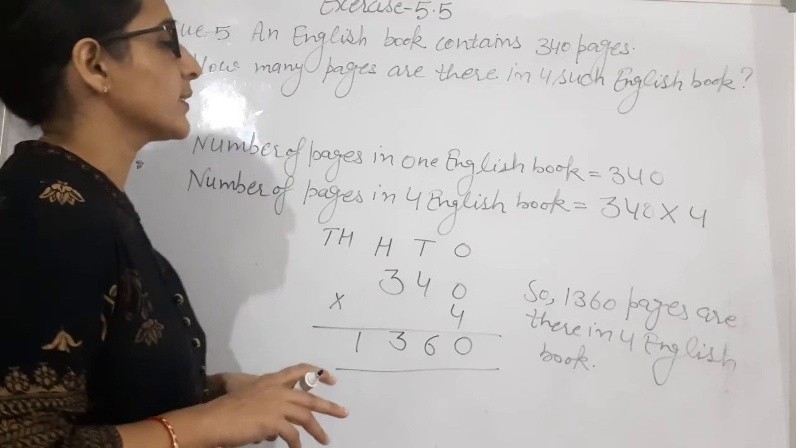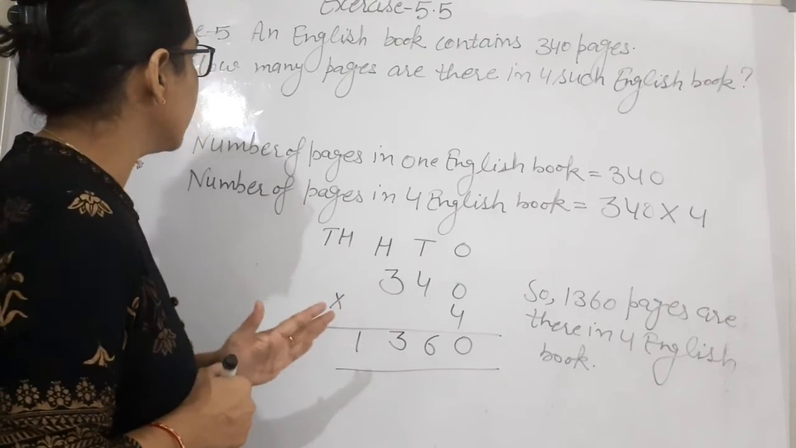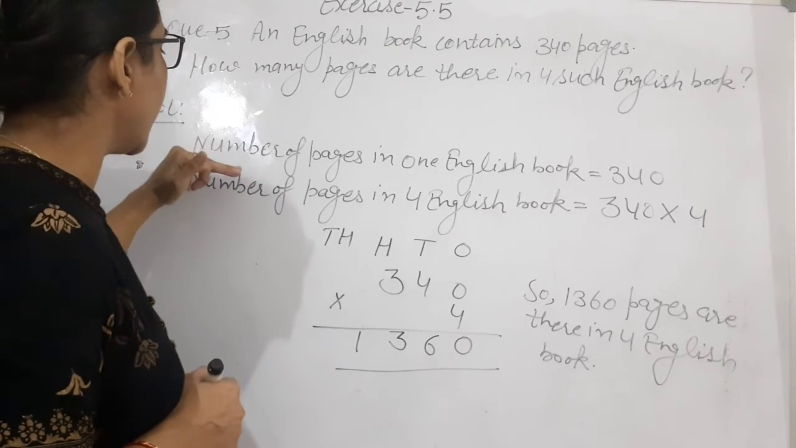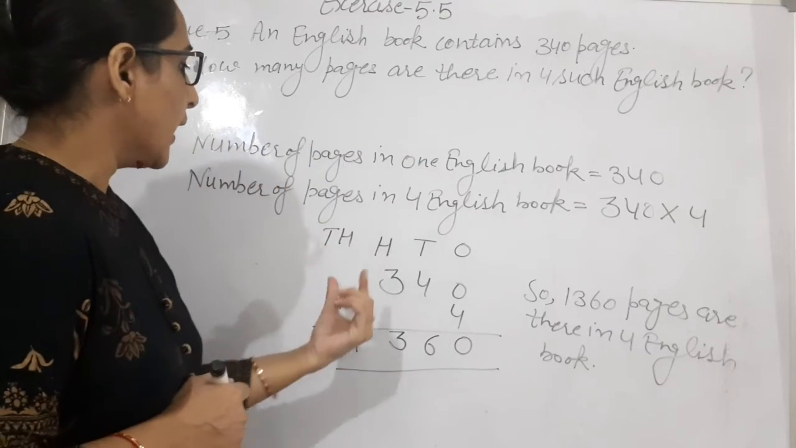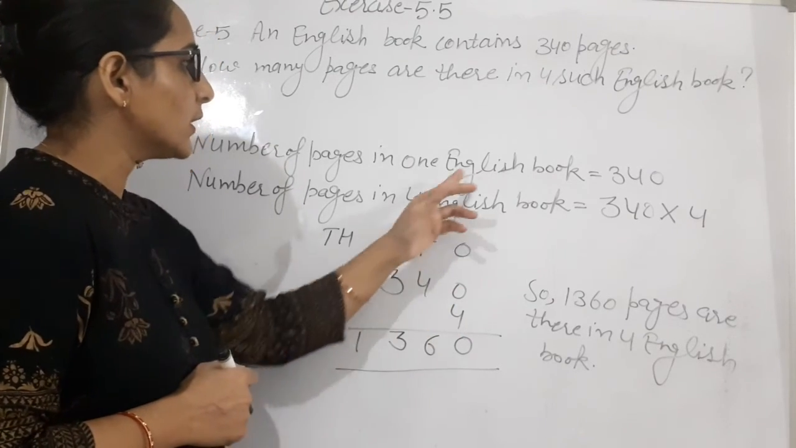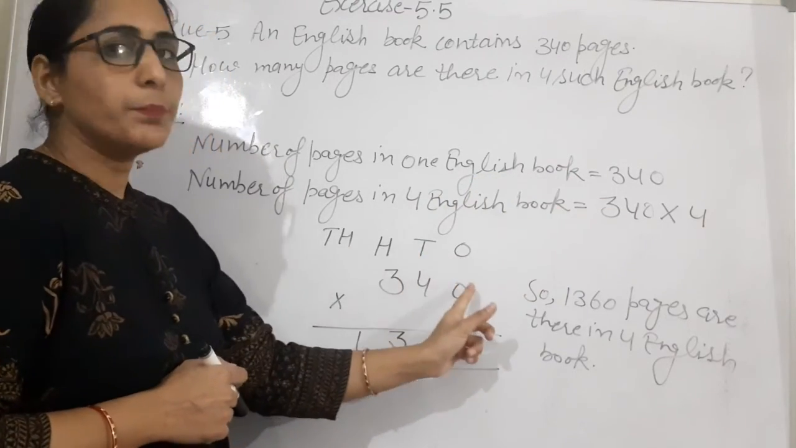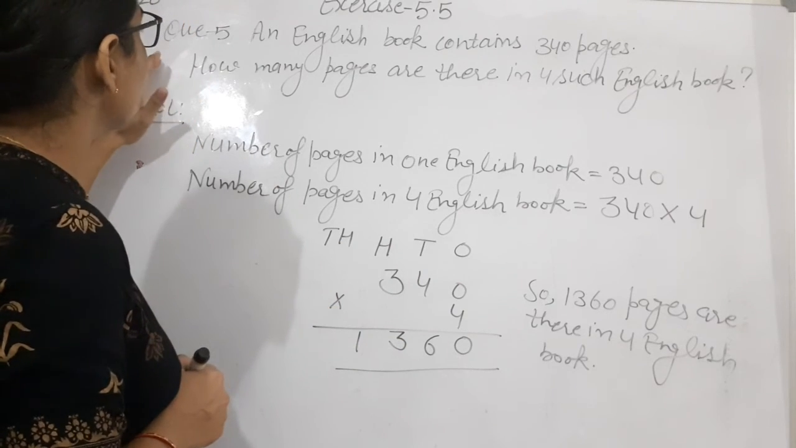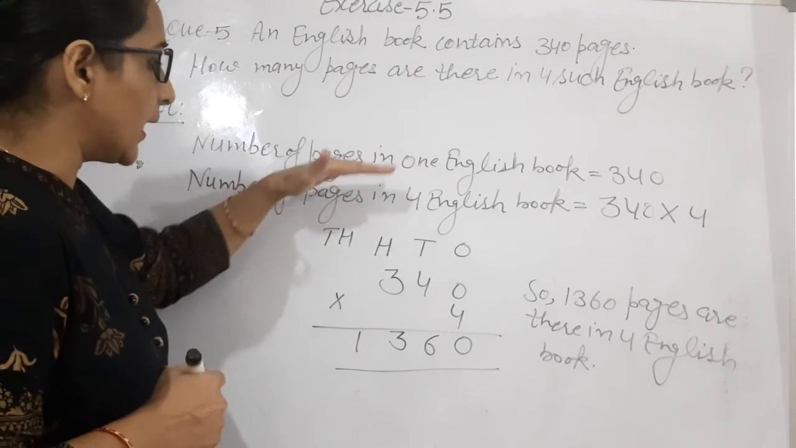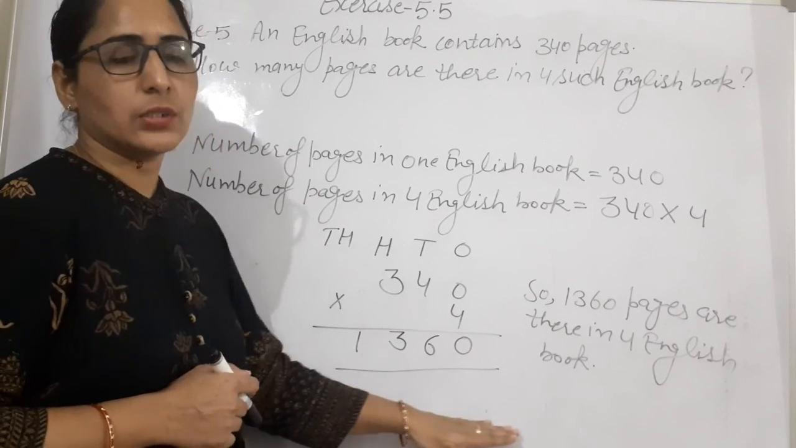This is all about your exercise number 5.5. In this exercise, there are 5 questions. Clear? And all questions are word problems. First you read the question. After that, we will write the statement like that. And then we will write the places. And then we multiply the number of the English books by the number of the pages. Clear all of you? In question number first, when you solve in your notebook, first you write the question completely. After that you do your solution, and this part you write downside. After that your solution. Clear all of you?